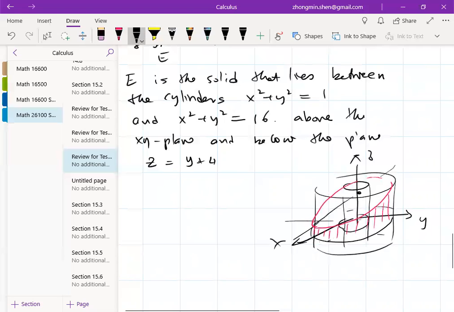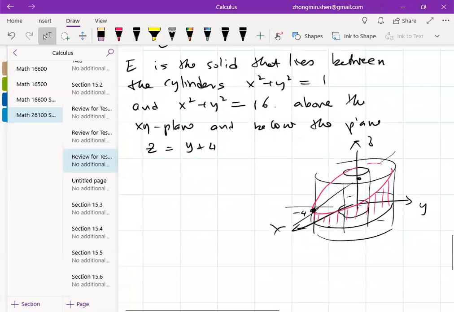Okay, double check. I think it touches the larger circle at the point when y equals -4. When y equals -4, z is going to be 0, and this is also on the circle, right? So indeed the plane is above the xy plane, but it touches the circle at that point, but that's okay. So now how do you solve this problem?